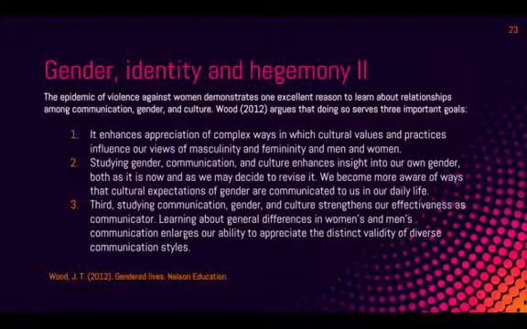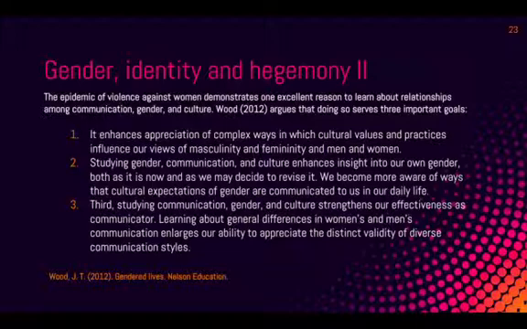Wood argues that examining the relationships between communication, gender, and culture serves three important goals. One, it enhances appreciation of the complex ways in which cultural values and practices influence our views of masculinity and femininity in men and women. Two, studying gender communication and culture enhances insight into our own gender, both as it is now and how we may decide to revise it.